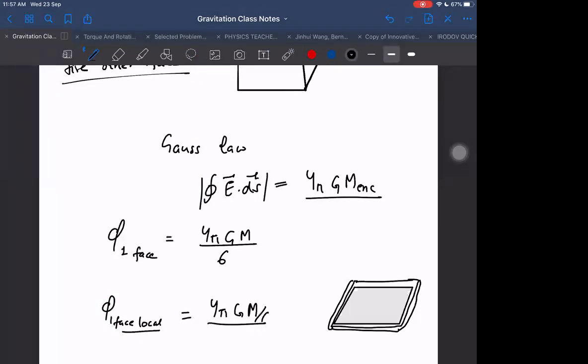Mass of what? Mass of this face. This mass is M by 6. Yes, 4 pi G into M by 6. But what will be the portion of that coming out? This is the total, right? This is the total flux coming this side as well as going downside.